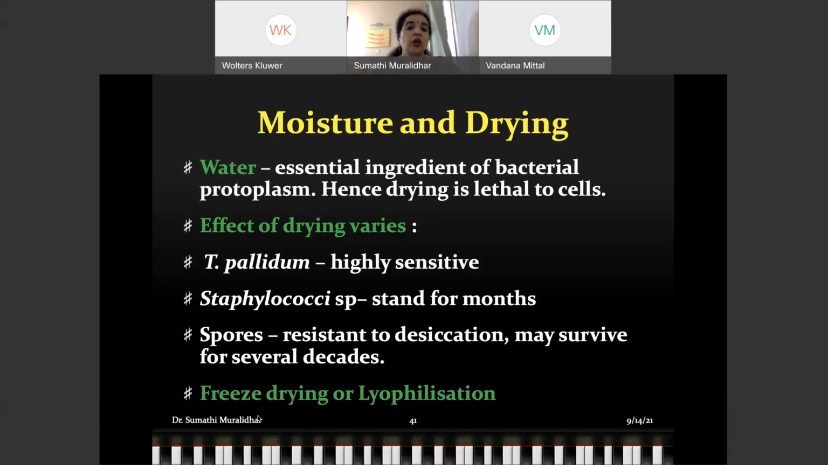And freeze drying or lyophilization is what we do in the laboratory to preserve the bacteria. When you freeze dry the bacteria, they go into what is called a suspended animation kind of state, where the bacteria can be preserved for over 60, 70 years. And after you freeze dry them, when you thaw them and add them to the culture media, they will grow.